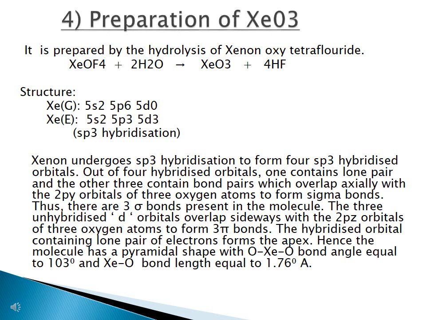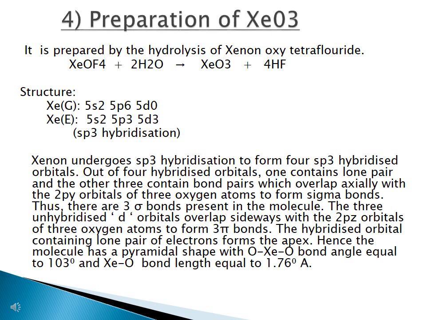Xenon atom in the ground state has the electronic configuration 5s2, 5p6 and 5d0. In the excited state, it has the configuration 5s2, 5p3 and 5d3 by the transfer of 3 5p electrons to 5d orbitals. In this case, it undergoes sp3 hybridization to form 4 sp3 hybridized orbitals. Out of the 4 hybridized orbitals, 1 contains a lone pair and the other 3 contain bond pairs, which overlap axially with the 2py orbitals of 3 oxygen atoms to form sigma bonds.